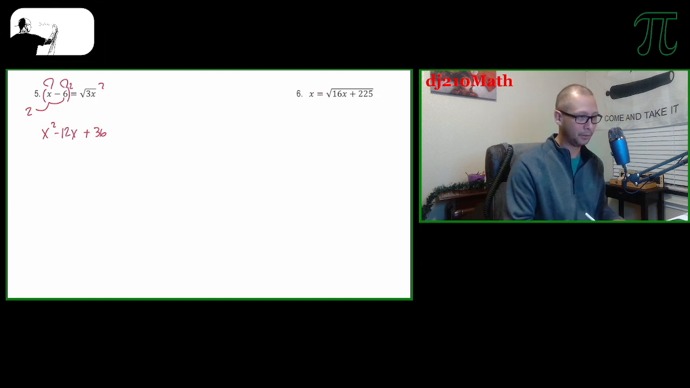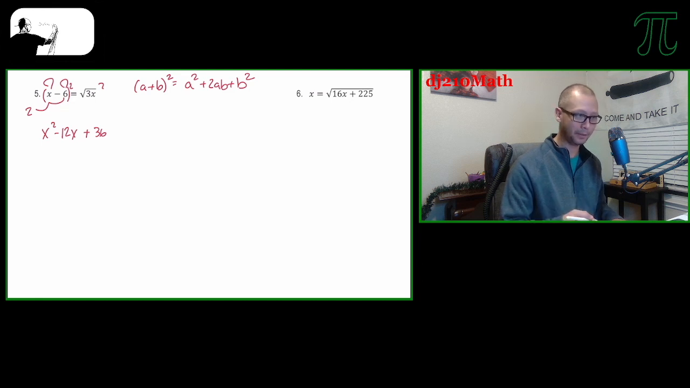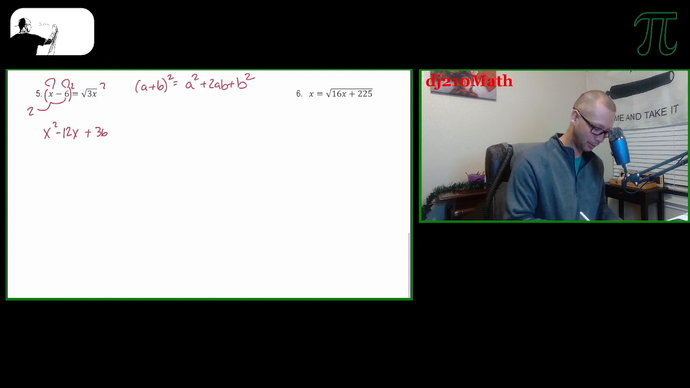All right, if you don't know what's happening here, I am using the fact that I am squaring a binomial. Right, this is the fact that I'm using. So a squared plus 2 times A times B plus B squared. So I'll let you figure that out, but that's what I'm doing.